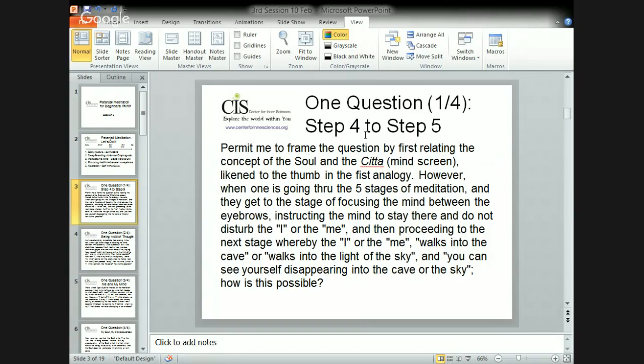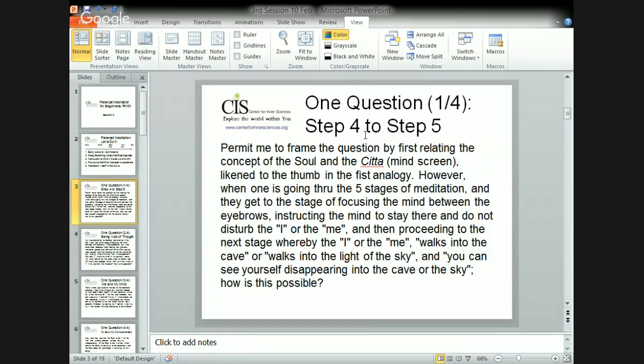Now, this instructing word should not be confused with step number 3. Here, the gentleman is saying, I am already on step number 4, which corresponds to dharana, and when I have focused my mind between the eyebrows, now the gentleman is saying, I want to further instruct my mind.